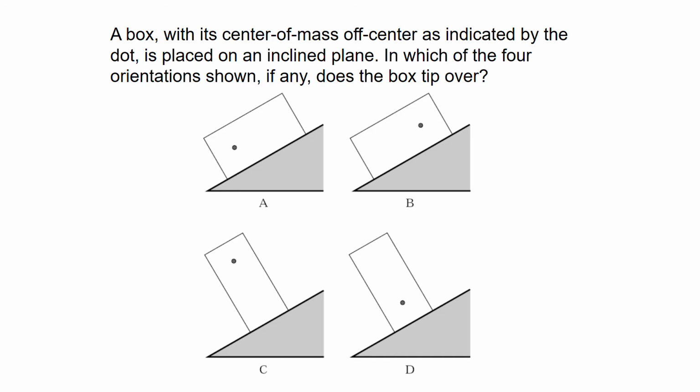A box with its center of mass off-center indicated by the dot. So in all these four cases, the center of mass is located at the dot for the box in question. It's sitting on an inclined plane. In which of the four orientations does the box tip over? A, B, C, and D. The answer is only in case C.